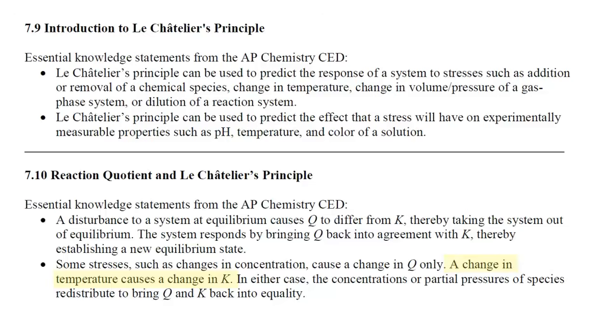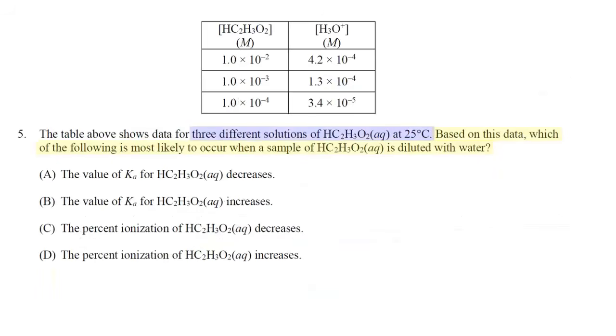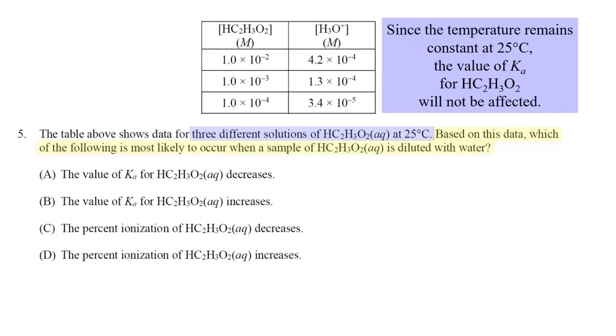So in this particular question, because there is no change in temperature, each of these solutions are at 25 degrees Celsius, the temperature remains constant, so the value of the equilibrium constant Ka for acetic acid will not be affected. So we can eliminate choices A and B. There's no change in temperature, so no change in the value of Ka.